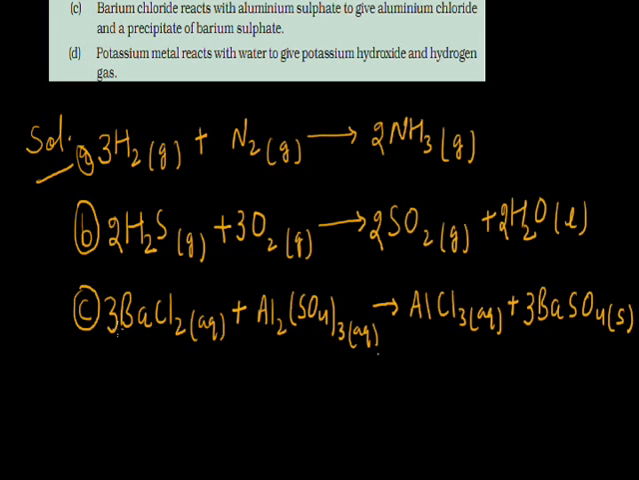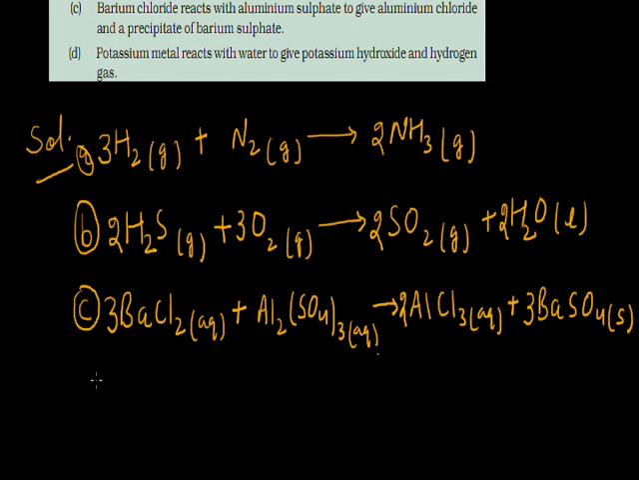Now we see 3 into 2, 6 chlorine atoms on the reactant side. So we balance them with the chlorine atoms on the product side. We multiply AlCl3 by 2. It makes 6 chlorine atoms on the product side. And finally, if we see the aluminum atoms, we have 2 aluminum atoms on the reactant and product both sides. So this equation is finally balanced.